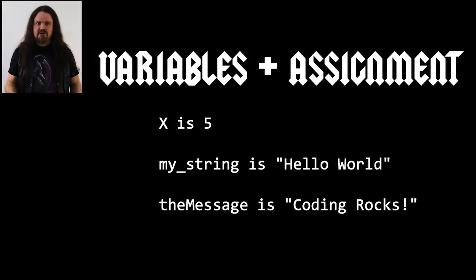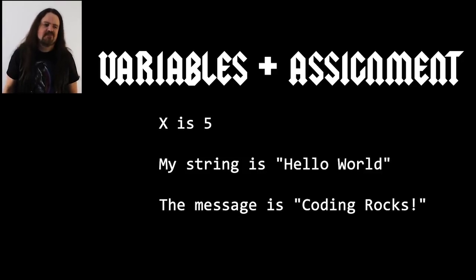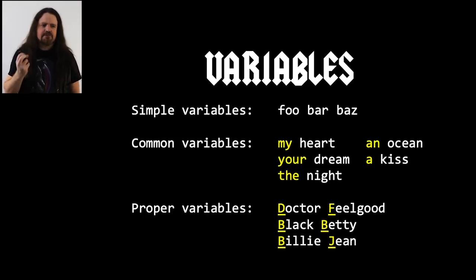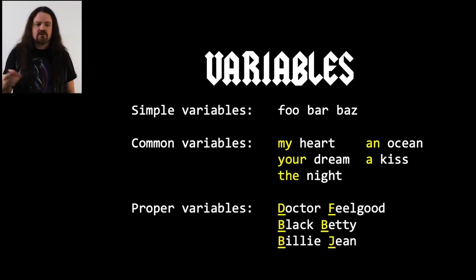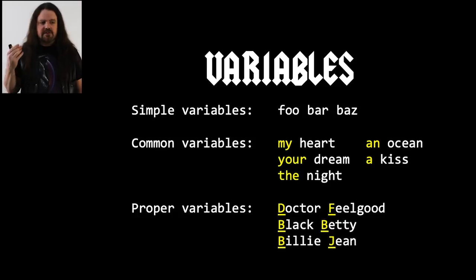Now, when you're inventing a programming language in a bar, you can do anything you like, right? Boom! Variable names with spaces in them. Now, there was some thought that went into this. I decided there were going to be 3 different kinds of variables in Rockstar. There are simple variables, foo, bar, baz, just like in most dynamically typed languages. There are common variables. My heart, an ocean, your dream, a kiss, the night, starting with one of these prefixes. And anything with capital letters, Dr. Feelgood, Black Betty, Billie Jean, these were proper variables.